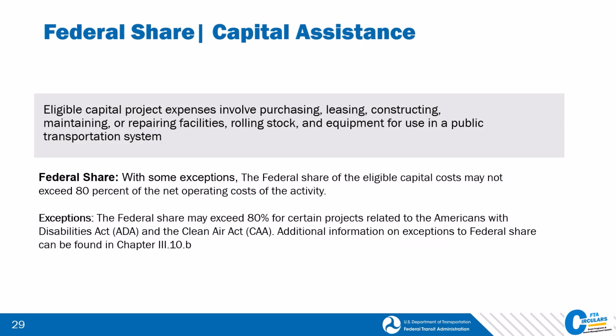Eligible capital project expenses involve purchasing, leasing, constructing, maintaining, or repairing facilities, rolling stock, and equipment for use in a public transportation system. With some exception, the federal share of capital projects may not exceed 80% of the net operating cost of the activity. Exceptions include certain projects related to the ADA and CAA. Additional information on exceptions to the federal share can be found in Chapter 3, Section 10B.